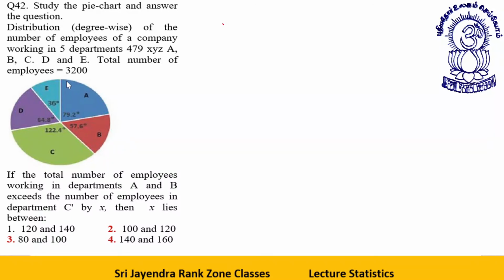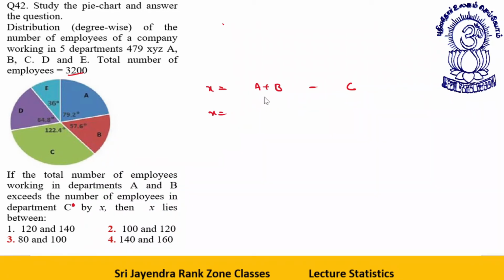Now, total people 3200 given. If the total number of employees working in departments A and B exceed the number of employees in department C by X, then X lies between, dear students. Number of people working in A plus B exceed the number of employees in C by X, then X lies between. You have to tell this value X.